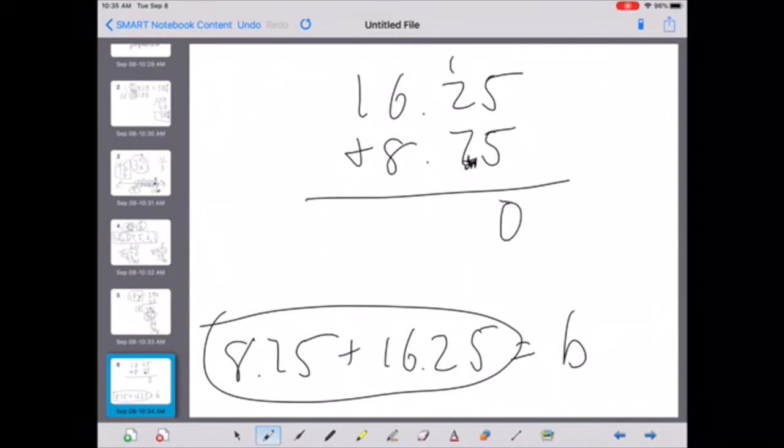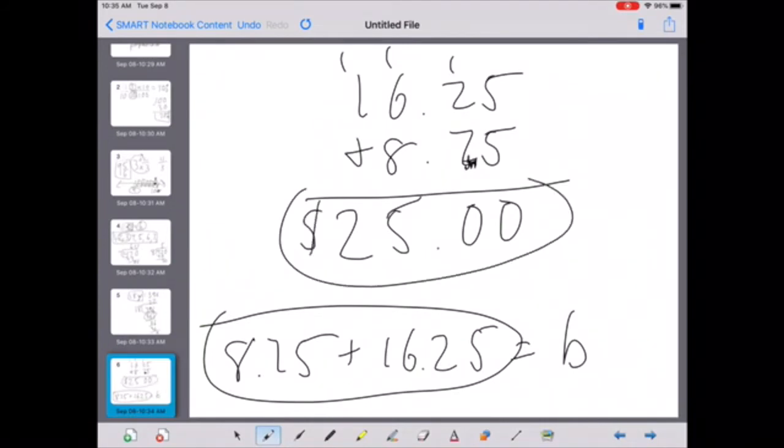5 plus 5 is 10. 7 plus 2 is 10. 1 plus 8 is 9, plus 1 is 10. Carry the 1, and 8 plus 2 is 10. Bring down the decimal point and the dollar sign. I have $21.00.